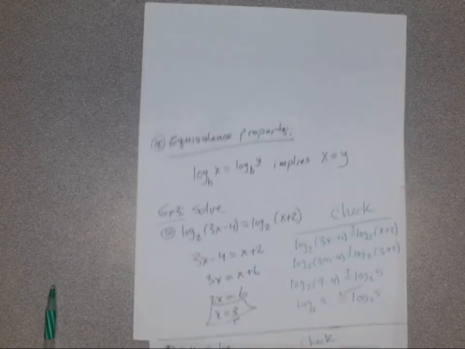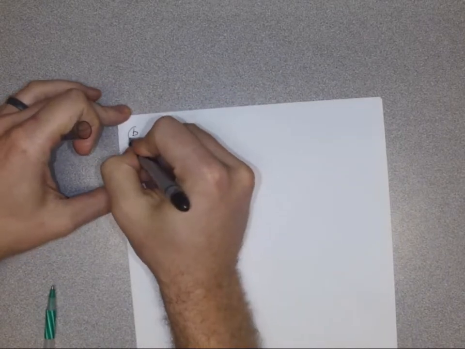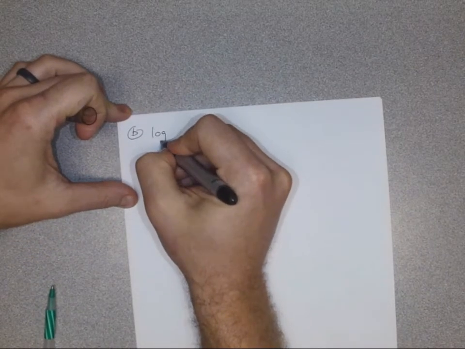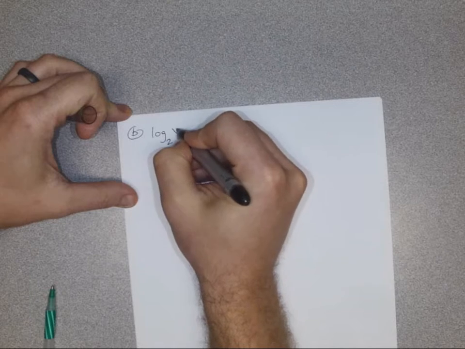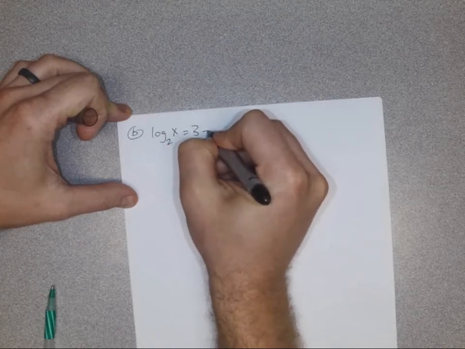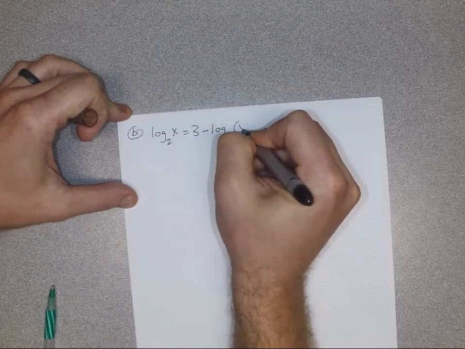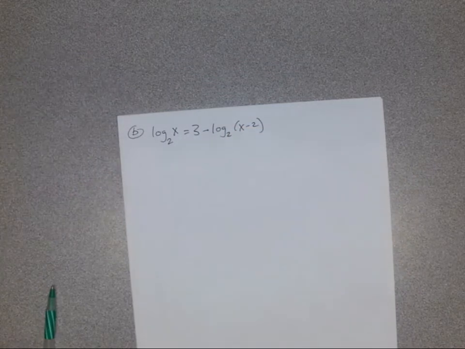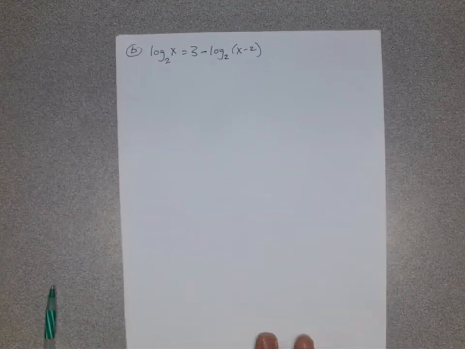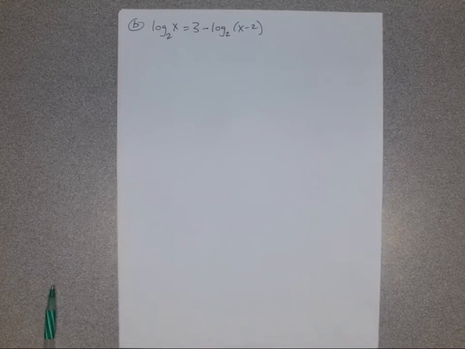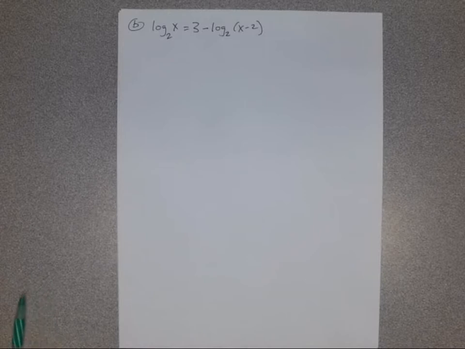All right, let's look at another example. Let's just call this part B. Log base 2 of x is equal to 3 minus log base 2 of x minus 2. All right, I encourage you to pause the video and try it. You're going to have to combine several of the past lectures that we've done, and you're going to have to think about it. So give it a chance, and then come back and see me.